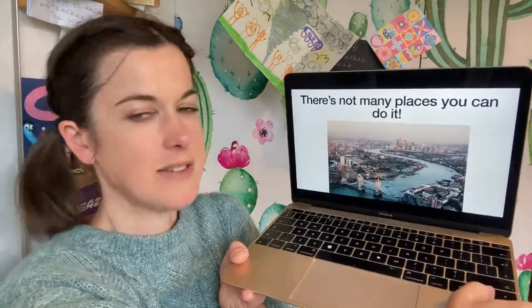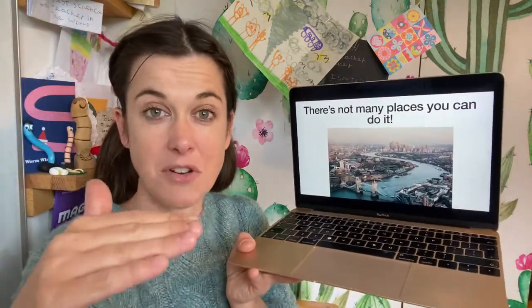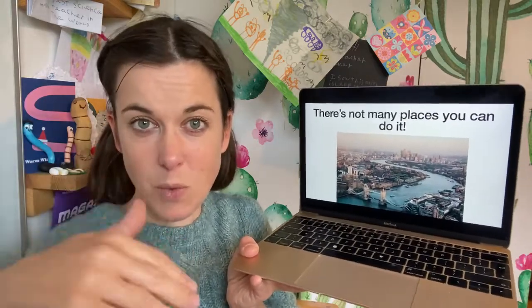Well, the problem is, it's just a picture of London here to illustrate, there are not that many places you can do it. There's not many places where the hot rocks are there, and there's even fewer places where it's convenient to dig right down and put a load of water into the ground.